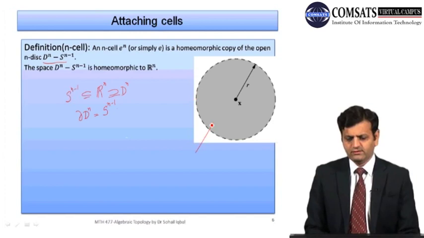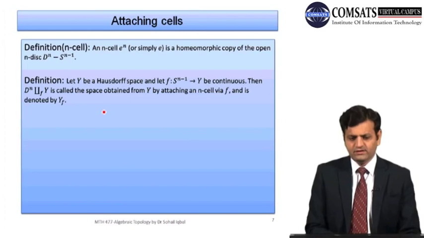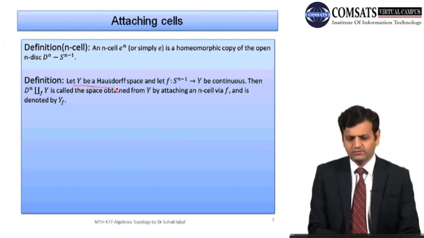For example, observe this diagram where we have considered D2 minus S1, and S1 is the boundary of D2. S1 is a circle in the plane and D2 is a disk in the plane. When you take out the boundary, we get an open 2-disk.